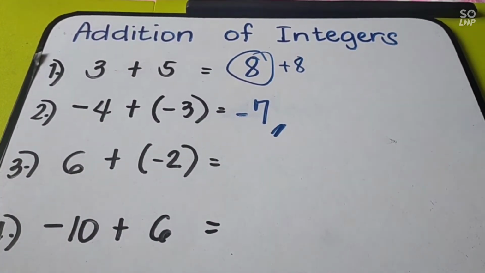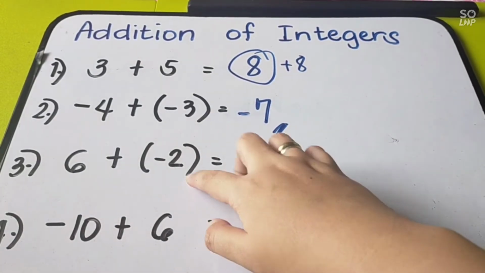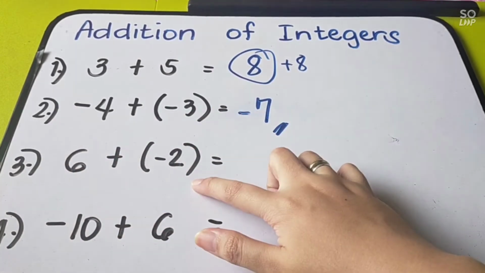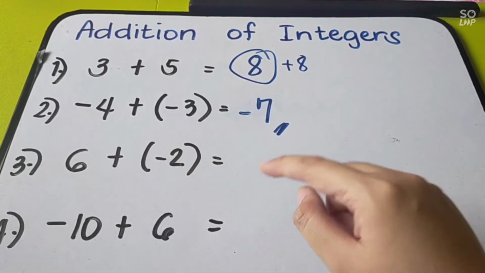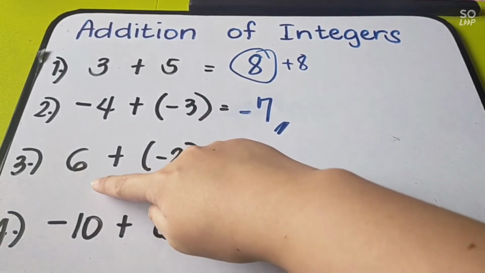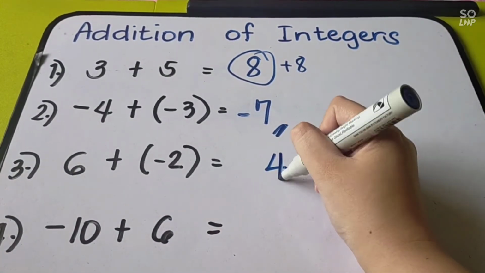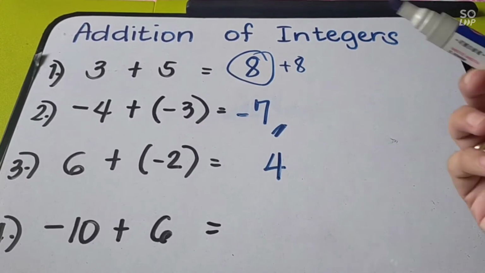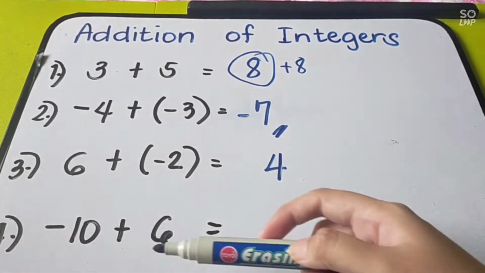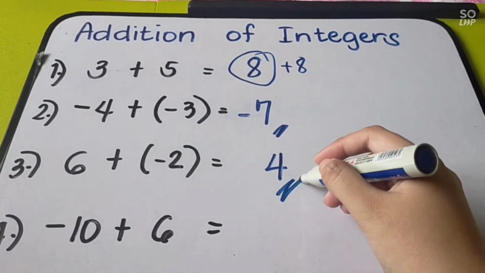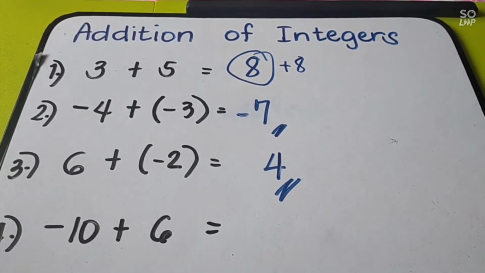Next tayo, number 3. We have a given of positive 6 plus negative 2. So, since we have here a positive and negative, we have different sign. Doon sa ating kanta, different sign, subtract. So, you are going to subtract 6 minus 2. So, 6 minus 2, the answer is 4. So, what is the sign of the higher number? Ang higher number natin ay 6, which is positive. Therefore, your answer should be positive. Did you get it?